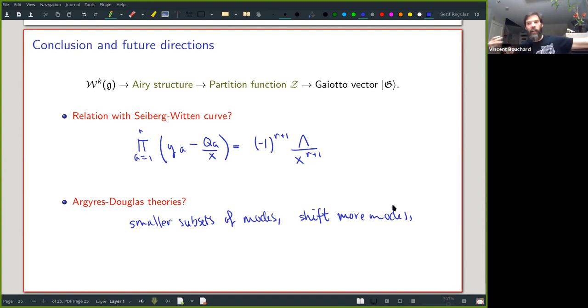So things that are killed by a subset of positive modes, but such that some modes act as constants. So we could in principle construct way more things like this. And the question is, what are those?